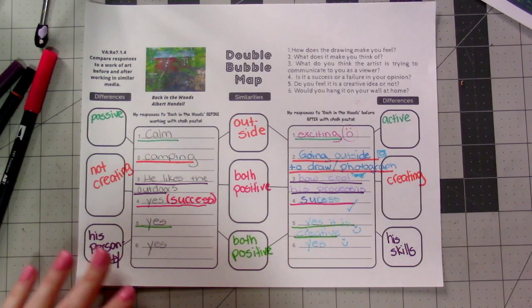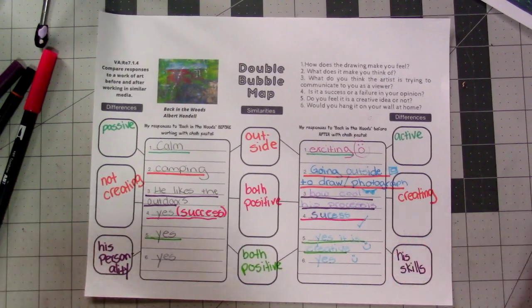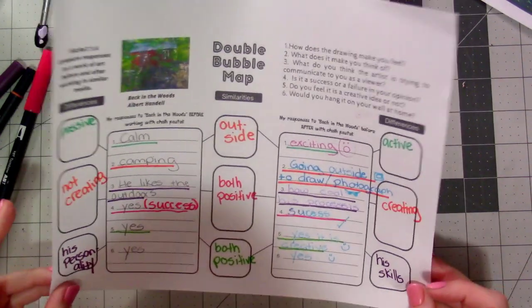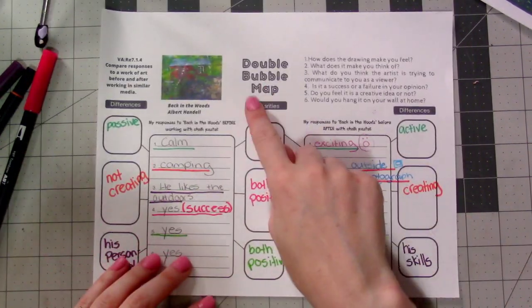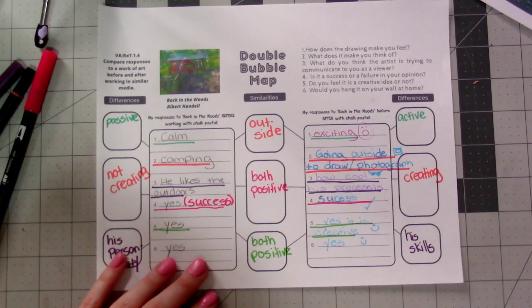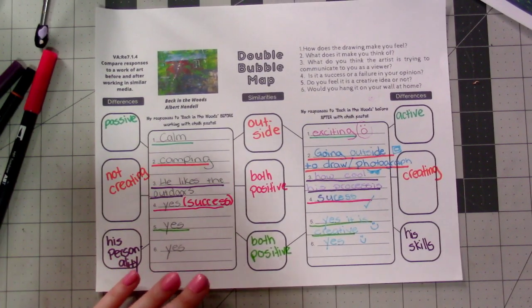I'm happy to help you if you guys need any help with yours, but that's it for this video. I'm so proud of you guys. We did our exit slip. This is called a double bubble map. It's one of our thinking maps. So awesome job, you guys. I will see you in the next video.